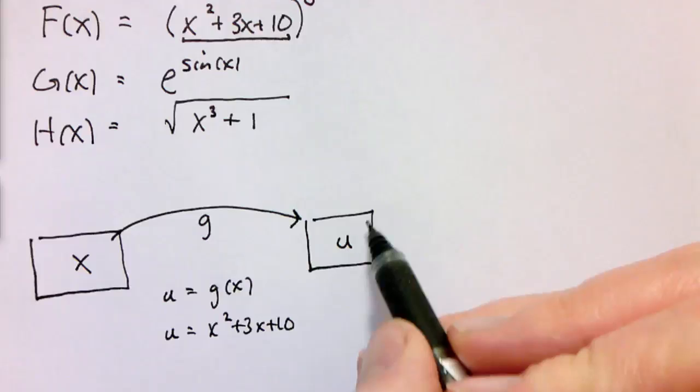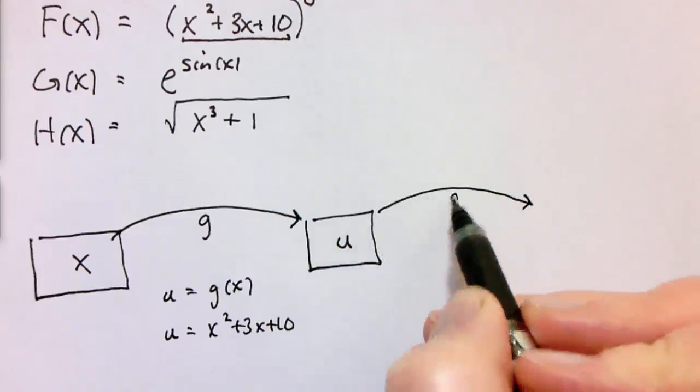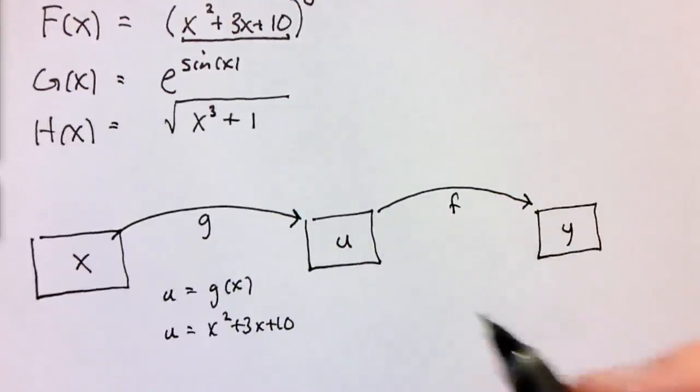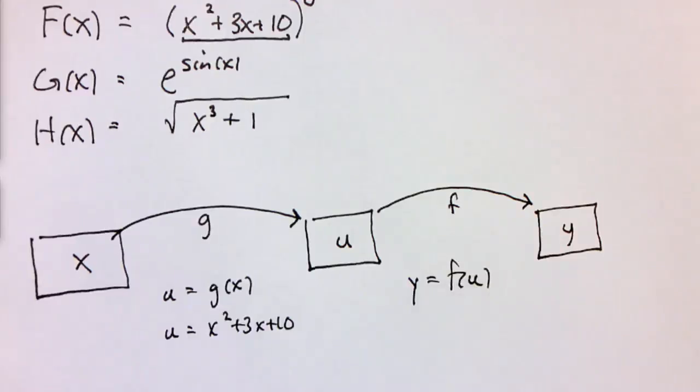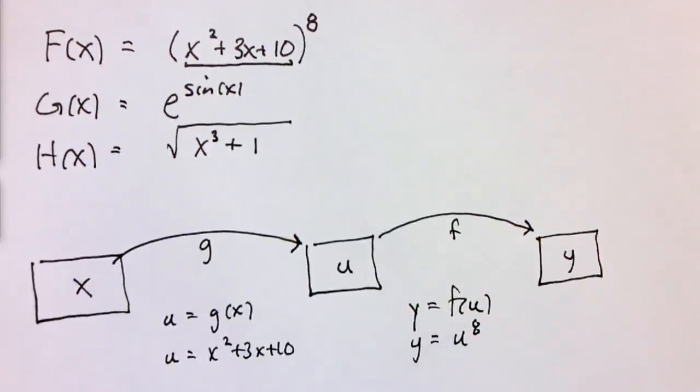And then we're going to apply a new function to our new number u. We could call it f to produce a result y. So y equals f of u. In our first example there at the top of the page, we've got y is equal to u to the 8th power. So it's a chain of functions, one function after another. And to take its derivative, I need a chain of derivatives, which I'm going to multiply together. That's what the chain rule says.